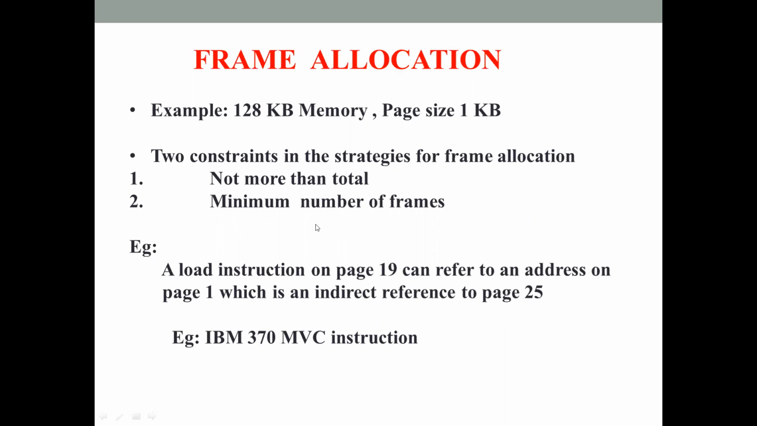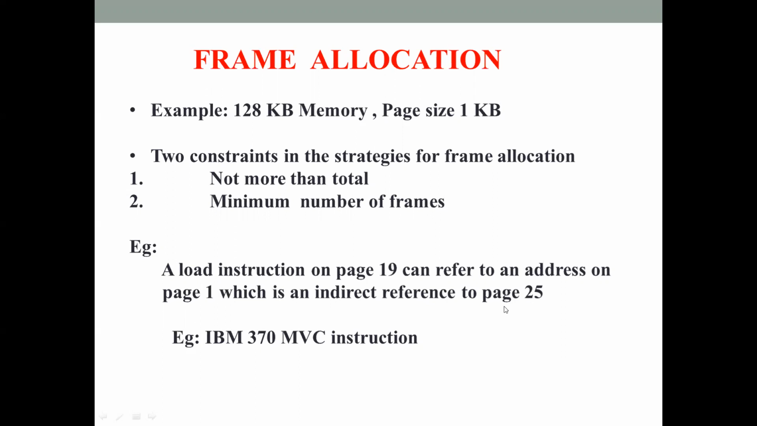So it's always better that a process should start its execution with at least enough frames to hold all the different pages which any single instruction can reference. For example, let's say you have a load instruction on page number 19, and you are using indirect addressing mode. This load instruction on page 19 may refer to an address on page number 1, which in turn may be indirectly referring to an address on page number 25. So to execute one load instruction, this process would require 3 frames for storing these 3 pages.